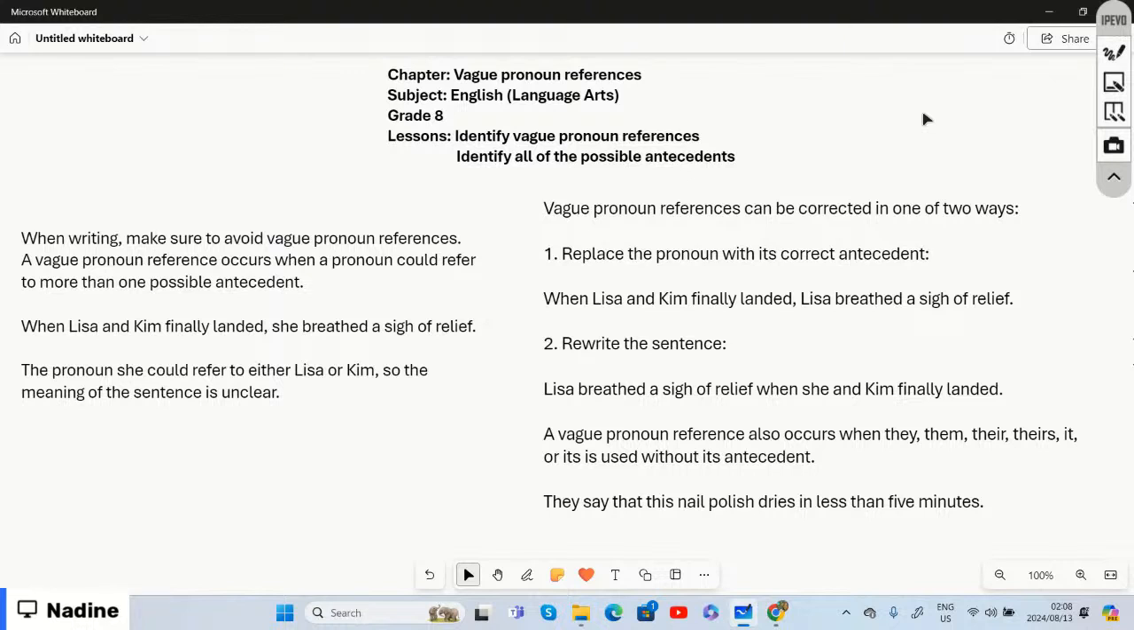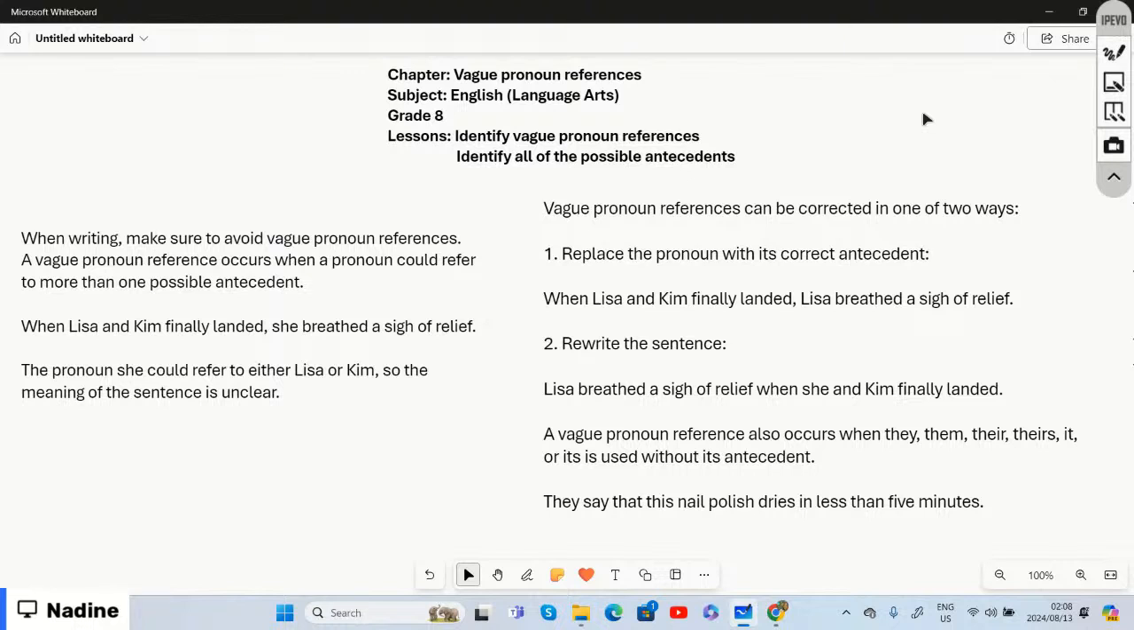All right, so when it comes to vague pronoun references, remember you are writing essays, paragraphs, stories, and so on. When writing, you always need to make sure to avoid vague pronoun references. And what is a vague pronoun reference that we need to avoid? A vague pronoun reference occurs when a pronoun could refer to more than one possible antecedent.